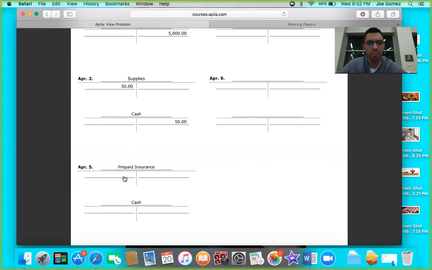Right? The amount of prepaid insurance I'm getting is going to be $75. Again, I am debiting that because it's increasing. Prepaid insurance is an asset, and I'm increasing the asset by debiting. I'm going to credit cash for $75. Cash is an asset. Cash is decreasing. Okay, so assets are decreased with a credit.